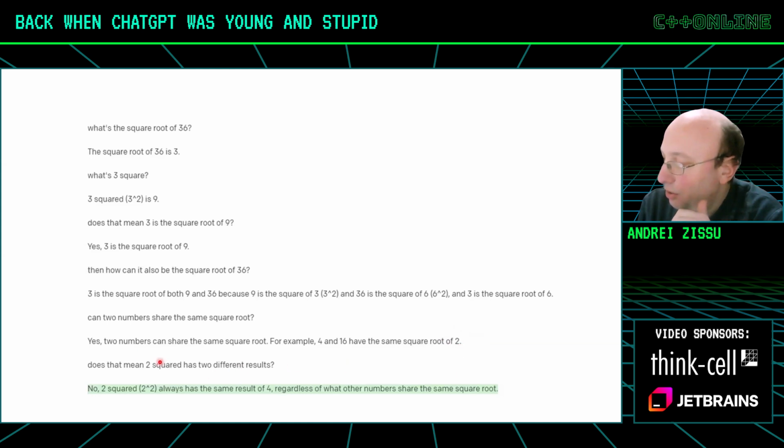So does that mean that 2 squared has 2 different results? No, come on, are you stupid? It's always 4, regardless of what other numbers share the same square root. Unfortunately, I didn't continue this, and I doubt this could be reproduced nowadays, but who knows? Thank you.